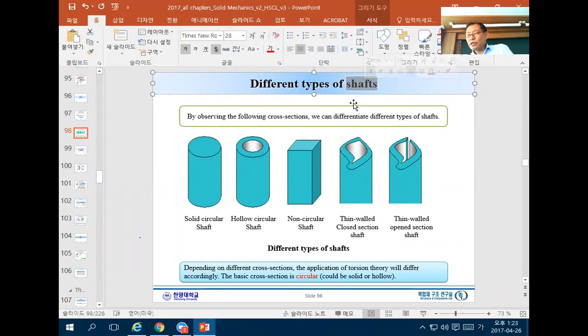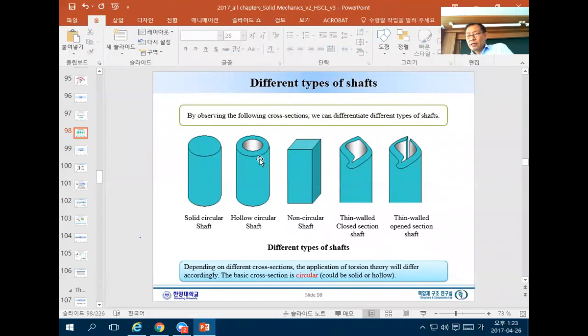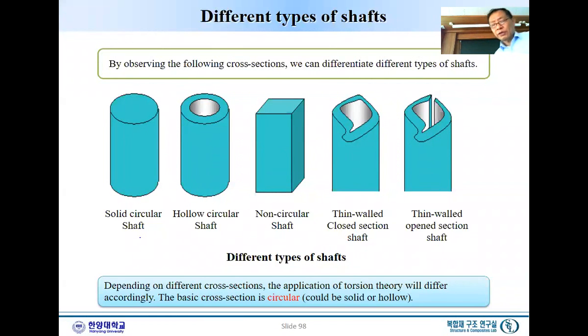Shaft is, we call this structure a shaft. Depending on the cross-sectional shape, we could have many different types of shafts. Not only the geometry, but also the theory is different depending on the types of shafts, the cross sections. The first one is the solid circular shaft.